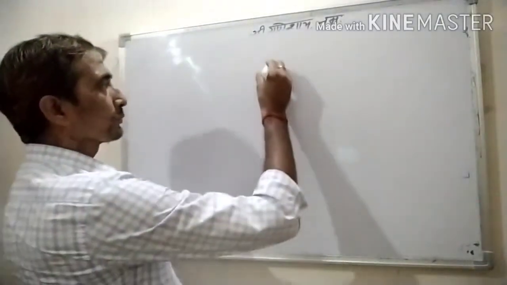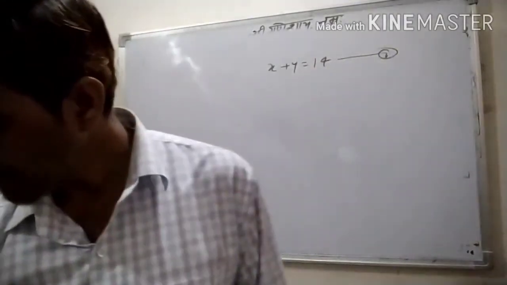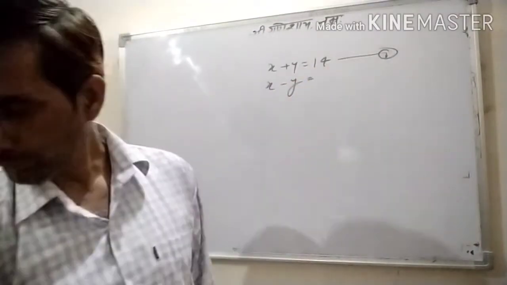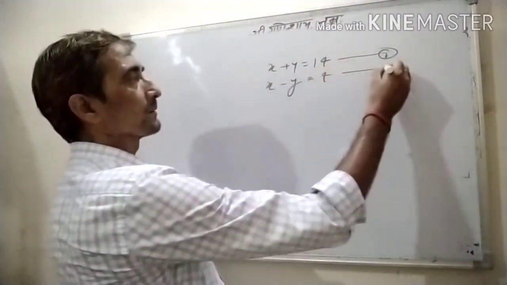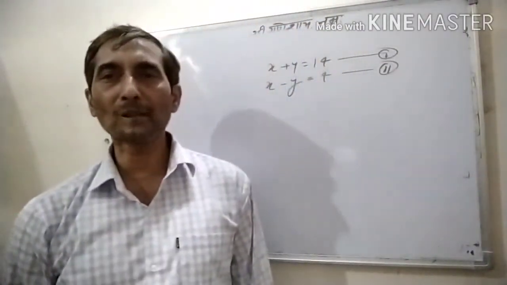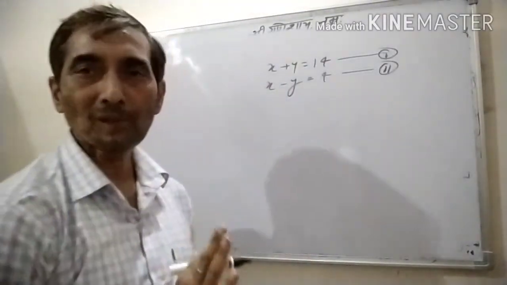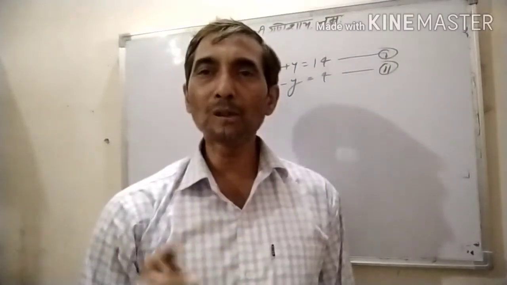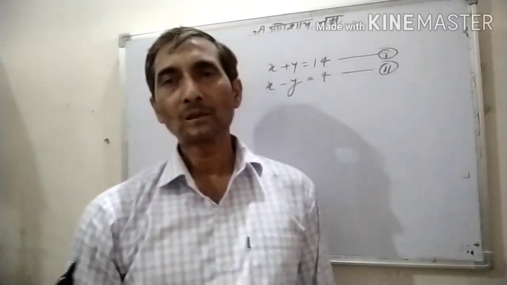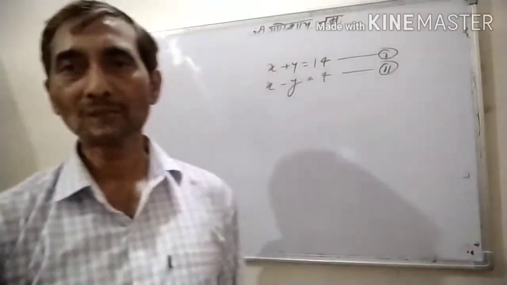x plus y equal to 14, first equation, and x minus y equal to 4, second equation. And we have to solve these linear equations by substitution method. In the method of substitution, first we find the value of x in terms of y or value of y in terms of x. You are free to select anything.